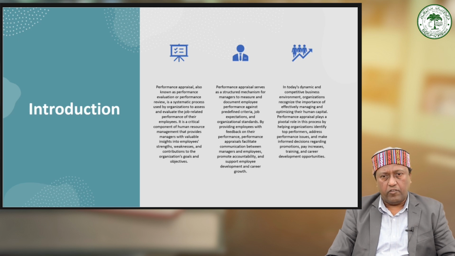However, the effectiveness of a performance appraisal system depends on various factors, including the clarity of performance expectations, the fairness and objectivity of the appraisal process, and the quality of feedback provided to the employees. Additionally, the organizations must ensure that performance appraisal processes are aligned with their strategic goals, values, and culture to maximize their impact on employee engagement, motivation, and organizational performance.